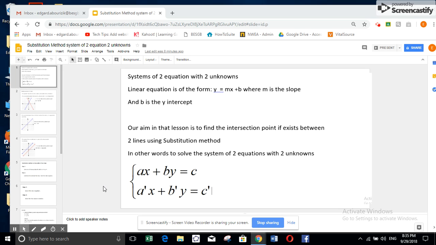Hi, grade 10 students. Our lesson today is to solve a system of two equations with two unknowns using the substitution method. We said that in a system of equations with two unknowns, each equation is an equation of a line of the form ax plus by equals c, or it can be written as y equals mx plus b, where m is the slope and b is the y-intercept. So what I'm doing now is finding the common point, if it exists, between these two lines.